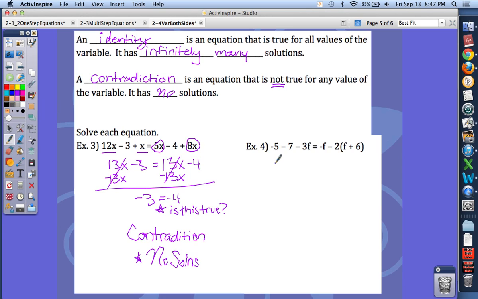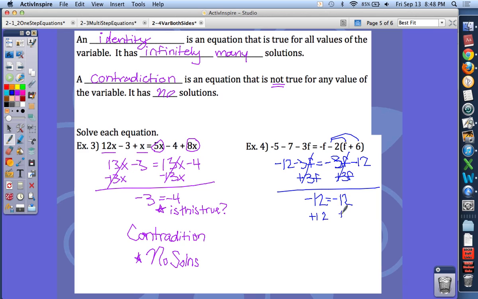Let's try the next one. Here, when I combine my like terms, I have negative 12 minus 3f is equal to negative 3f, after I distribute, negative 3f minus 12. So if I add my 3f's to both sides, they end up canceling, and now I have negative 12 equals negative 12. You could keep going if you wanted. You could add 12 to both sides. In this case, then you would have 0 equals 0.